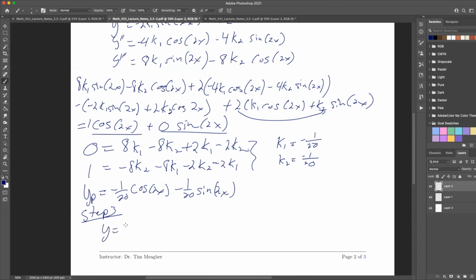As we say, y is equal to y_h plus y_p. And so in this case, it is c1 e to the x plus c2 e to the minus x plus c3 e to the minus 2x plus our particular solution, which in this case is minus 1/20th cosine of 2x minus 1/20th of sine of 2x. There we go. When in doubt, take a derivative. That doesn't work. Head to keyboard.